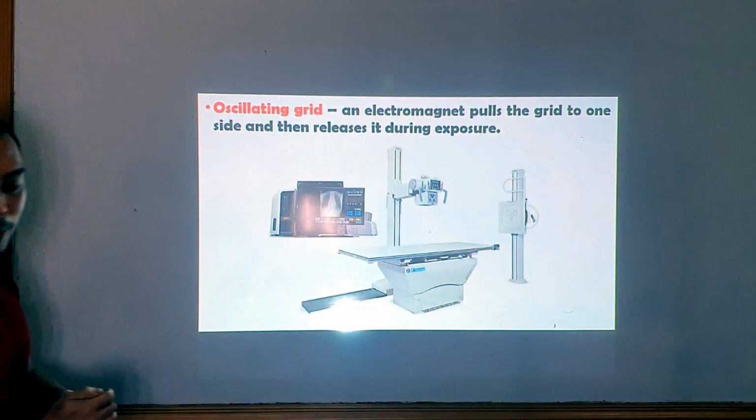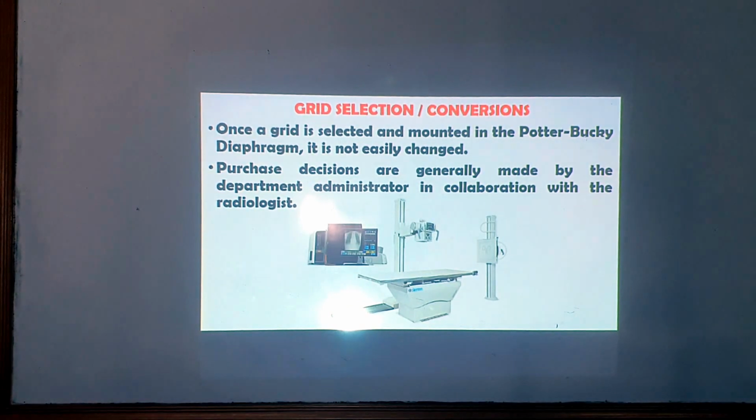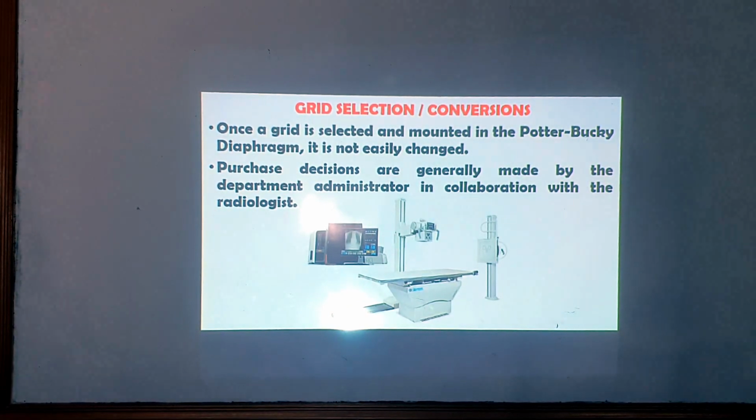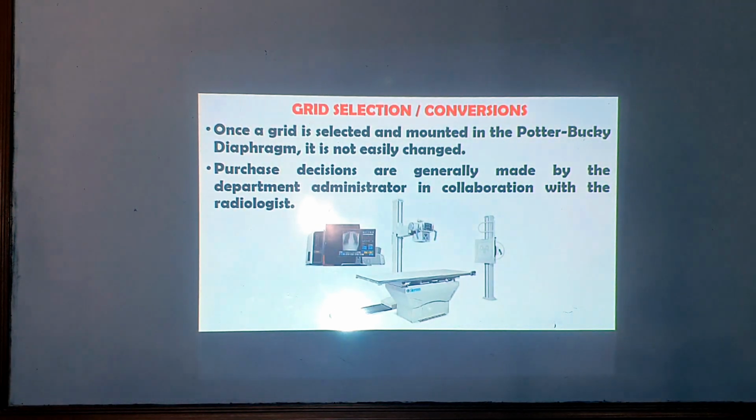Once a grid is selected, it is mounted into your Potter-Bucky diaphragm. It is not easily changed. So that's why, guys, maybe in the near future, if you are trying to contemplate creating your own laboratory, you need to purchase a radiographic unit, right? So in order for you to come up with certain decisions, especially with grid selection, you have to consult with the department administrator together with the collaboration of the radiologist.